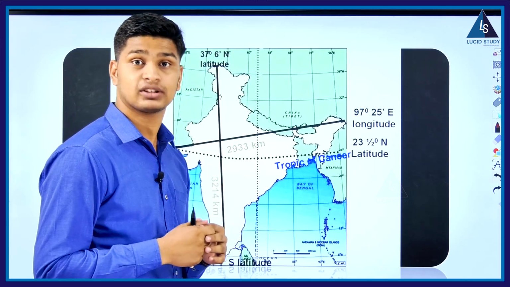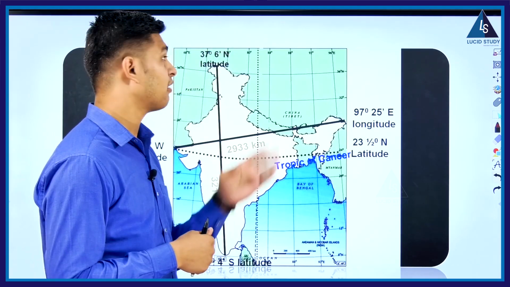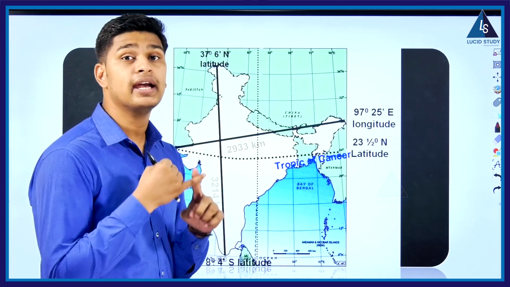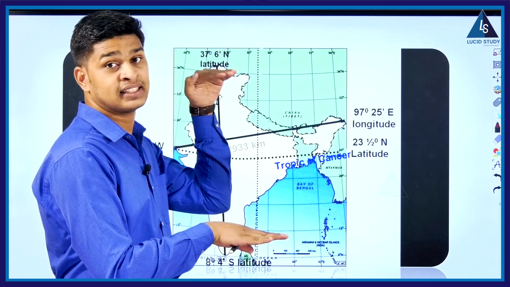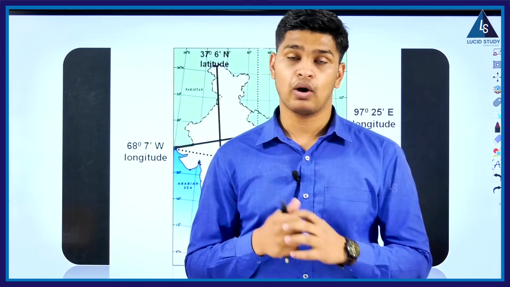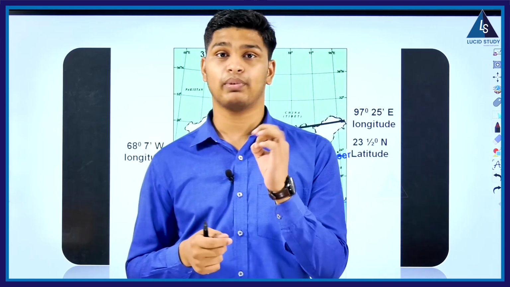And when you talk about that, when you start with the latitudinal extent, in the south we have 8 degrees 4 minutes south latitude. And when you go to the north, the latitude that we have is 37 degrees 6 minutes north latitude. Remember, 8 degrees 4 minutes south latitude, 37 degrees 6 minutes north latitude. And when you talk about one very important latitude that passes through India at 23.5 degrees north, what is that? It is Tropic of Cancer.